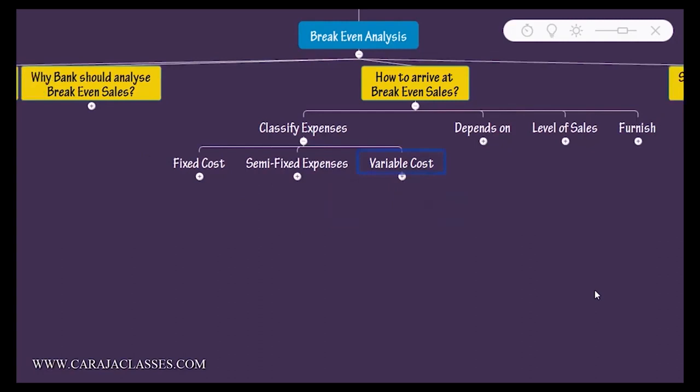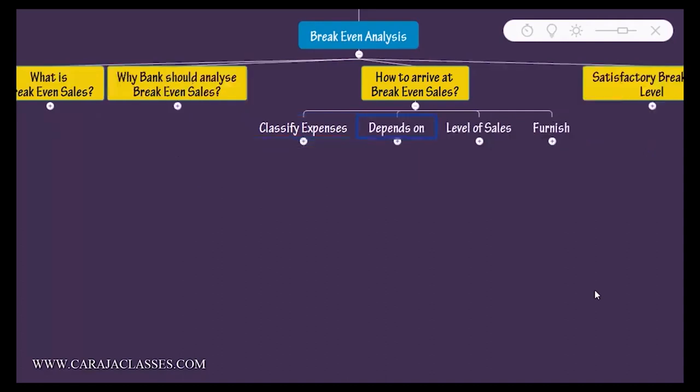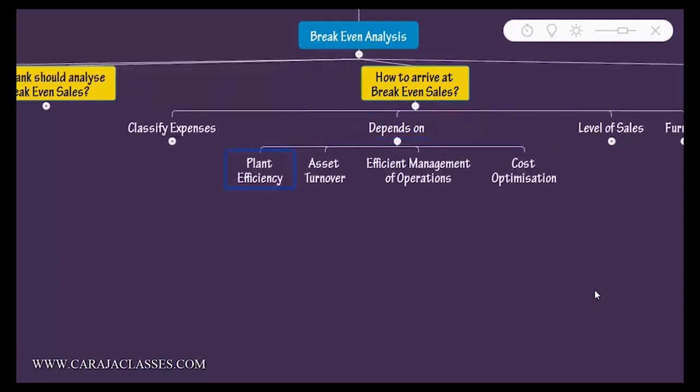So if you want to arrive at break-even sale, first of all you have to classify the expenses into these 3 heads. But let us keep it in mind, even though we are classifying, that is the mathematical part, the break-even sale would depend upon the efficiency of the plant assets, how effectively you are going to utilize the asset, turn around the asset, we call it as asset turnover, how efficient the management is in its operation, how costs are optimized.